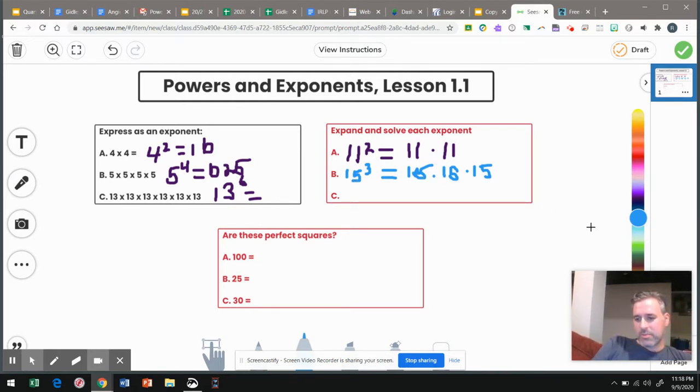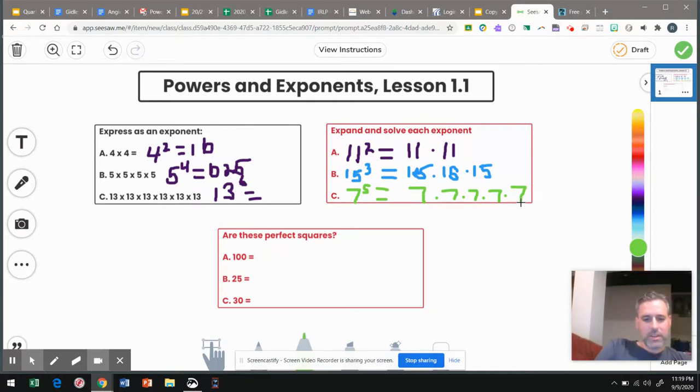All right, and then the last one here, let's go with some green. Let's just do a simple number here. Let's go with a 7, and I guess we'll go to the 5th power. So 7 to the 5th power. Again, just like before, that larger looking number is your base number. So we're going to do 7, and how many times are we going to multiply the 7? Well, that's the exponent. 7 times 7 times 7 times 7 times 7.